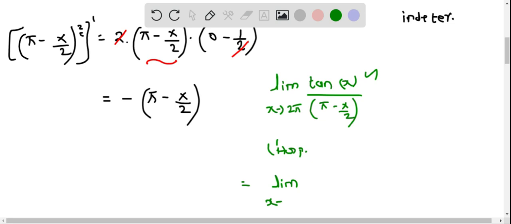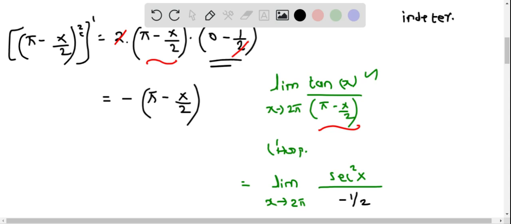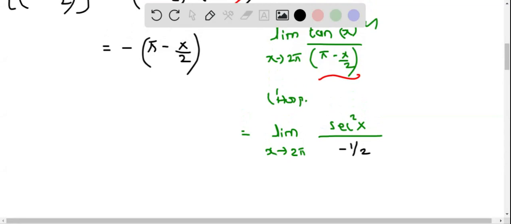So I can write down this as the limit as x approaches 2 pi of secant squared x over the derivative of pi minus x by 2, which is negative 1 by 2, as we already did. So therefore this is secant squared x over negative 1 by 2. Now we can do the direct substitution, and when we do that we let x approach 2 pi. So this becomes secant squared of 2 pi over negative 1 by 2.